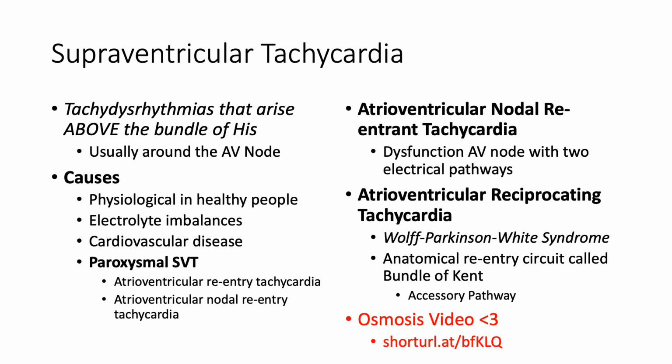The two types of them which are the most important to know for the SVTs are atrioventricular nodal reentrant tachycardia, which means there are two pathways within the AV node. Otherwise, it's the atrioventricular reciprocating tachycardia, and this is when you get a separate pathway that bypasses all the normal conduction. So I'll go through them.